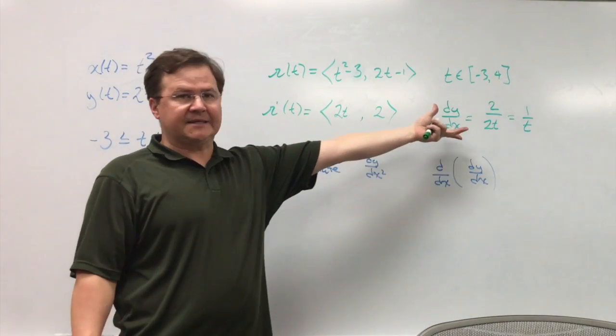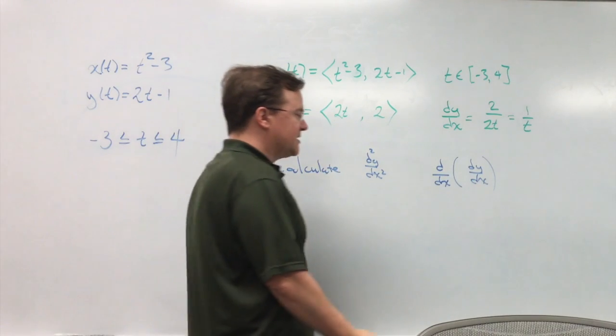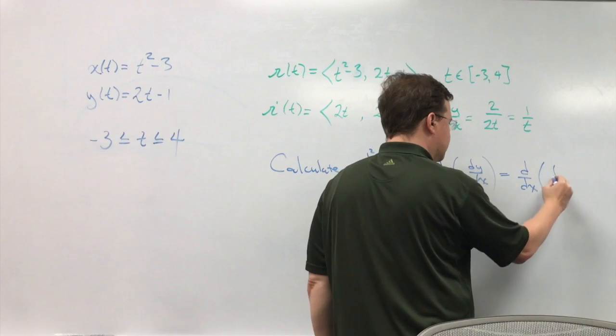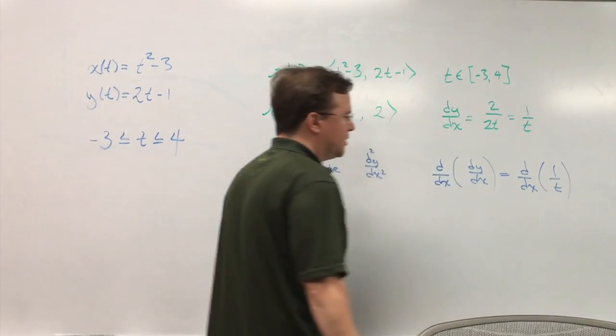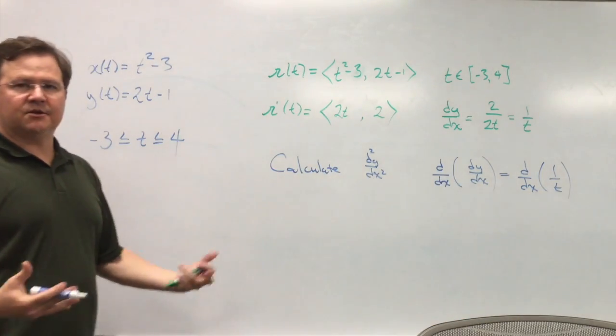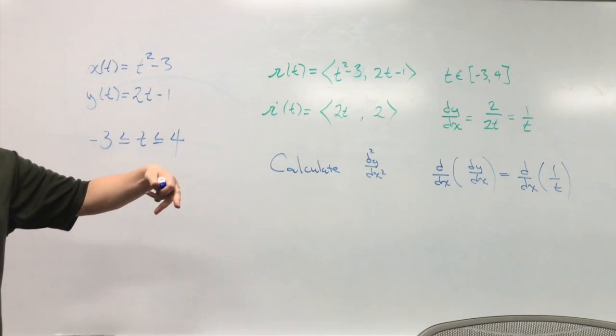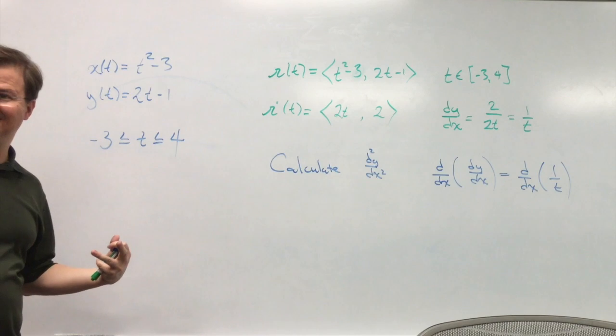But as stated, dy/dx is a function of t. So what I'm writing is true. This is a true statement. But x and t are interrelated. What is the derivative of 1 over t with respect to x? 0.